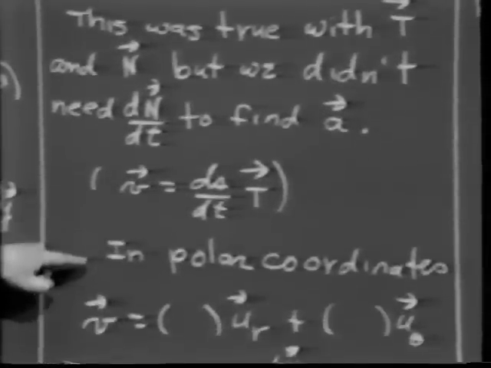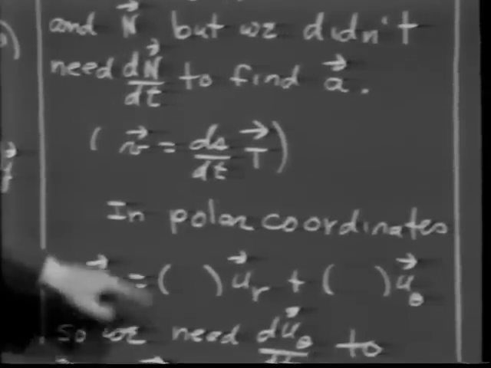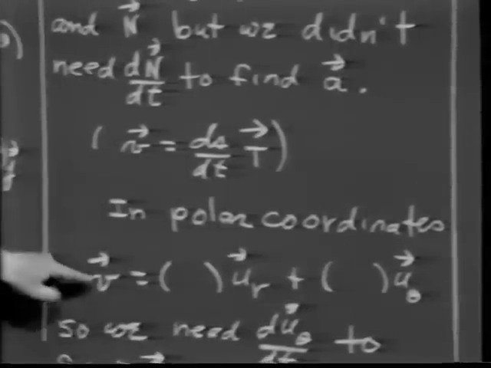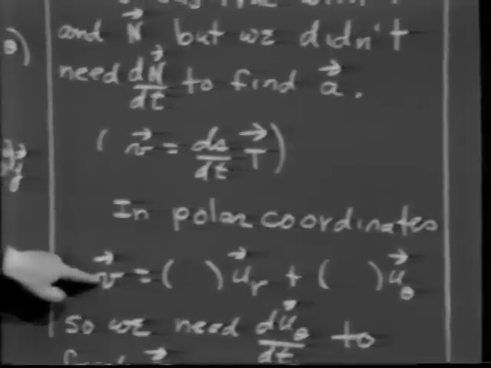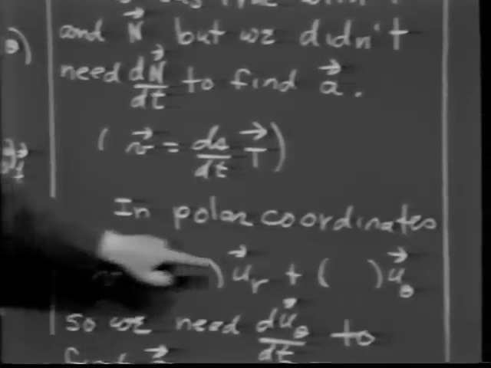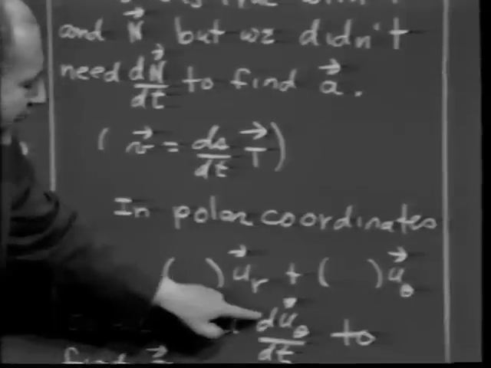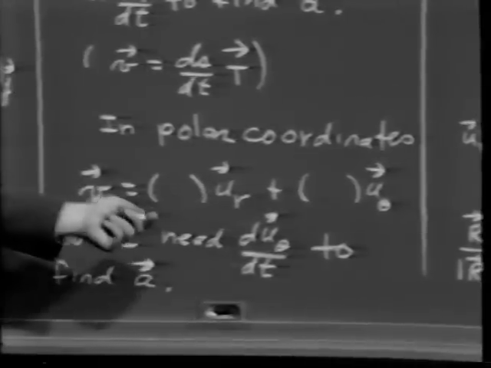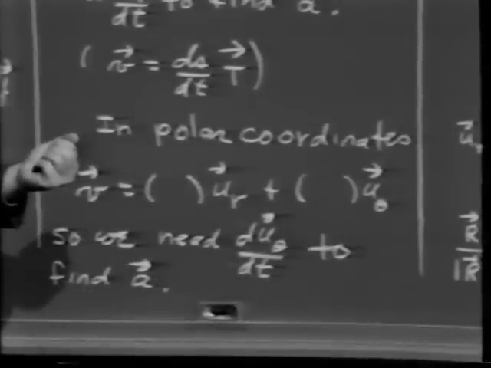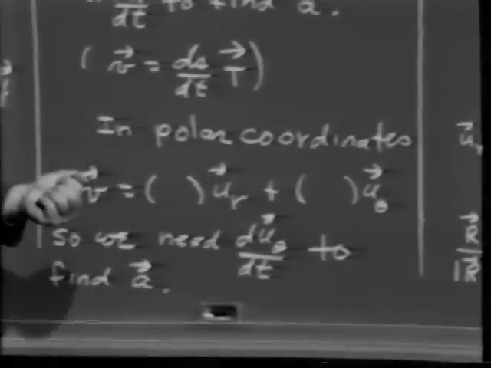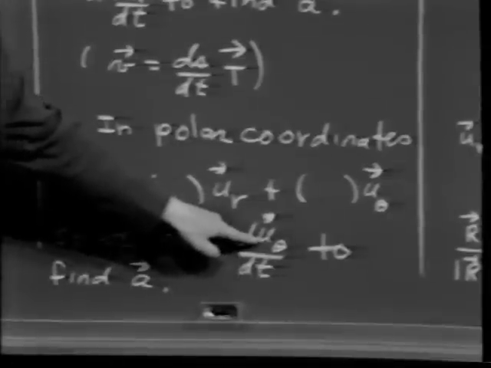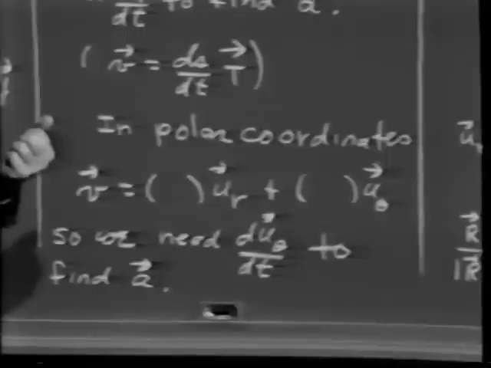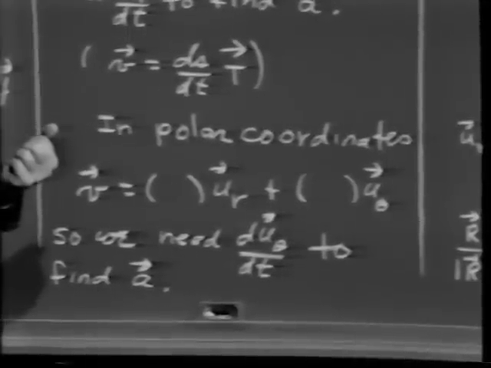In polar coordinates, notice that v in general will have both a u sub r and a u sub theta component. Therefore, to compute a, I have to differentiate v with respect to t. That means, among other things, I'm going to have to take the derivative of u sub theta with respect to t. By the chain rule, that's going to be the same as taking the derivative of u sub theta with respect to theta times d theta dt. But the important point is that someplace along the line in studying kinematics and polar coordinates, I am going to have to differentiate u sub theta with respect to theta.